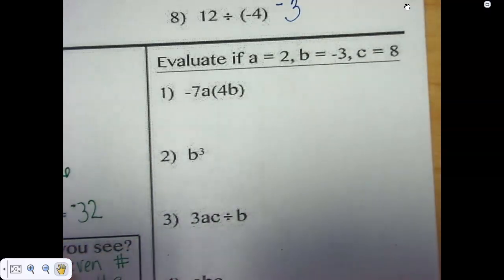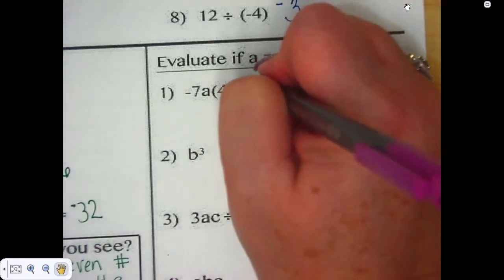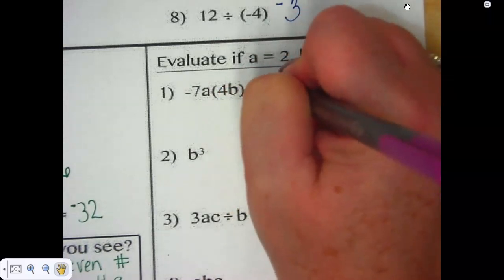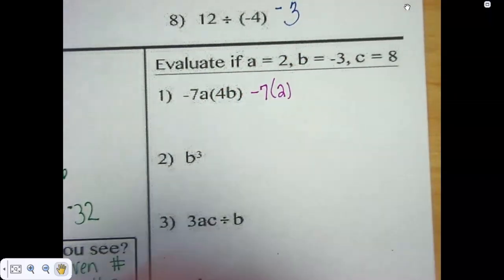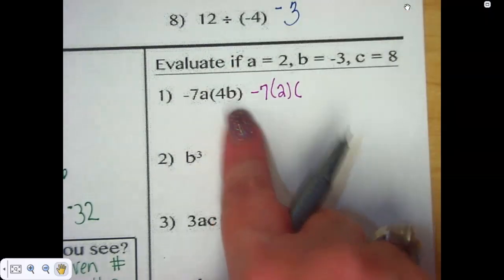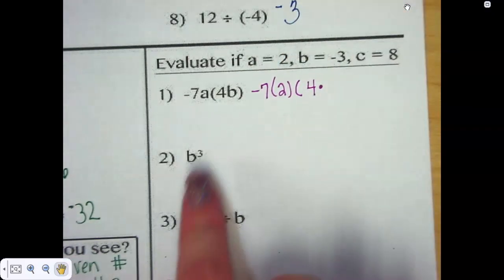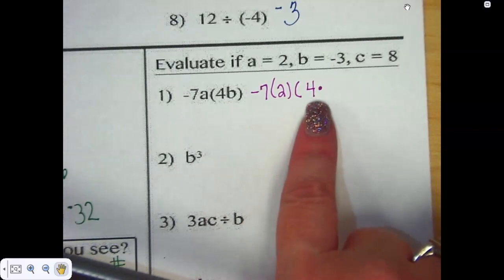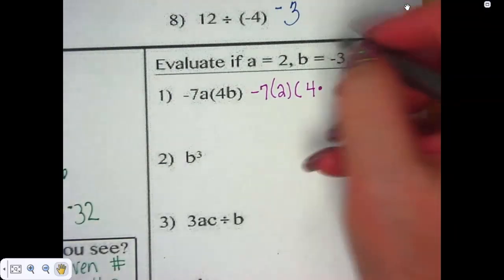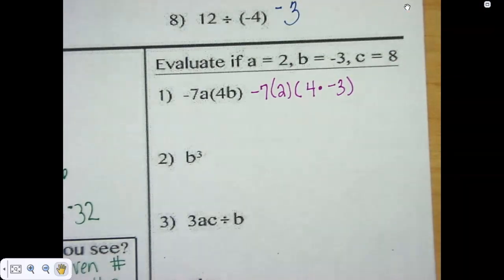What does it mean when you have a number or a coefficient right next to a variable? What's the operation? Caleb? Yeah, it means to multiply, right? It's times. So let's rewrite it. -7 times 2. And then we're going to multiply that by 4 times B. And so 4 times, since it's already in parentheses, I don't want to use parentheses again, so I'll use the dot for times. Times B is -3. So you have to show your substitution first.